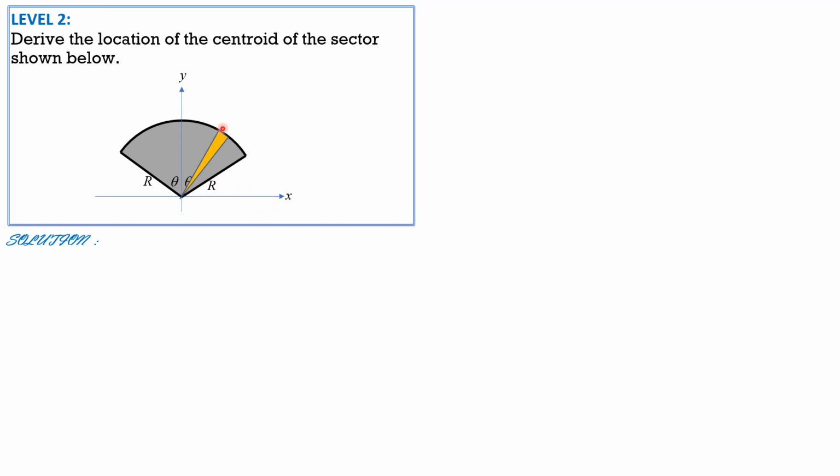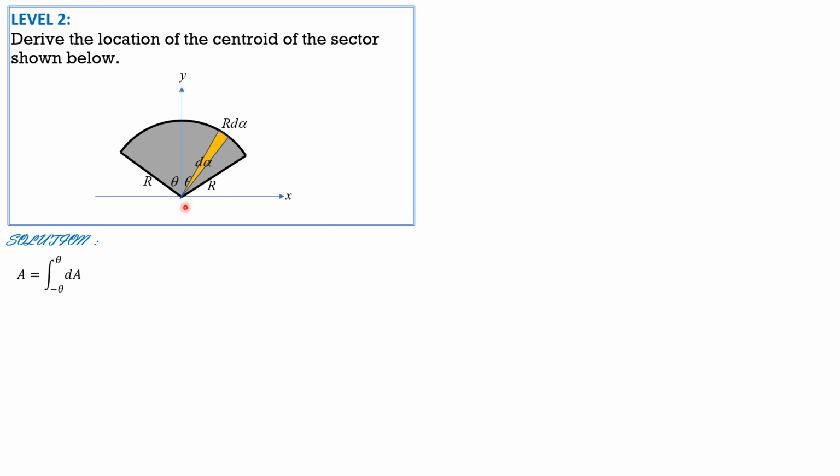We can treat this as a sector or a triangle. First, a sector. Remember that the area of a sector is 1/2 r square, radius square, times the central angle. If the central angle is differential alpha, measured from the y-axis, then area equals the integral from negative theta to positive theta of dA, where dA is 1/2 r square differential alpha, the area of a sector element.